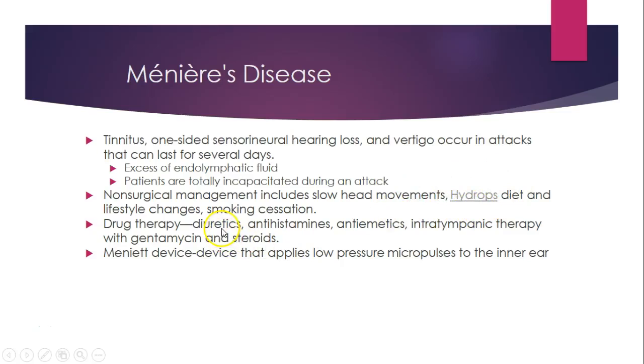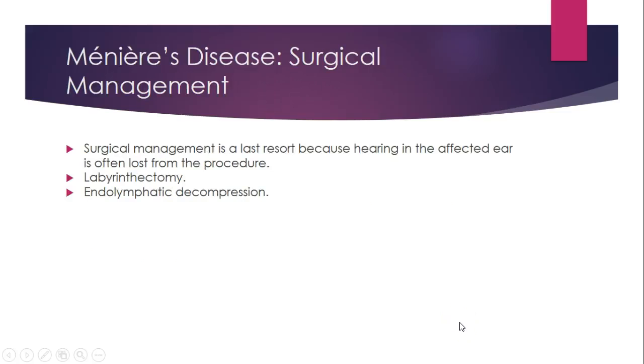We can use drug therapy to try to get rid of some of that lymphatic fluid using diuretics or antihistamines. We can use antiemetics if they're nauseous. We can use some gentamicin and steroids to reduce some of the swelling. Ultimately, the final treatment would be a Ménière device, which applies low pressure micropulses to the inner ear. Surgical management is definitely the last resort. The problem is that you will often have hearing loss because of the procedure, as you're taking out part of the labyrinth and decompressing some of the endolymphatic sac.